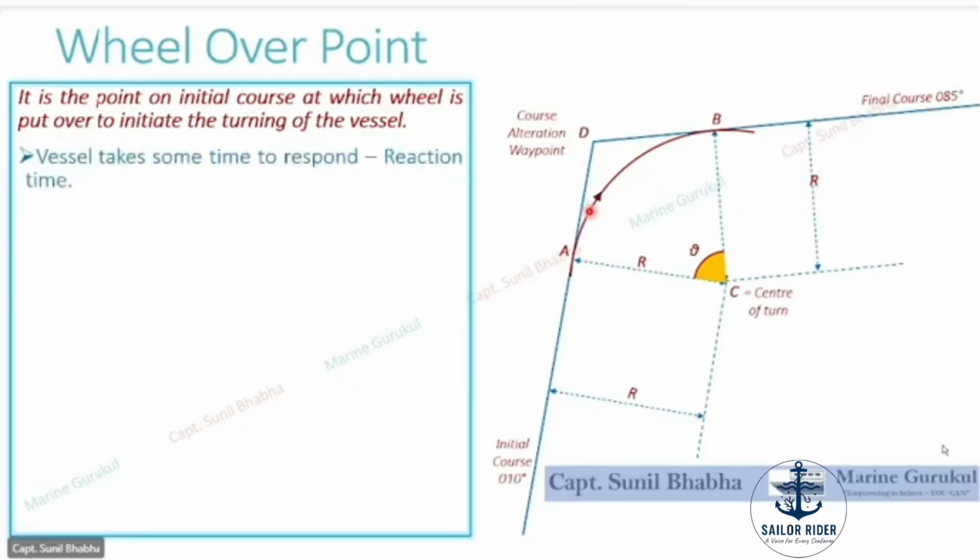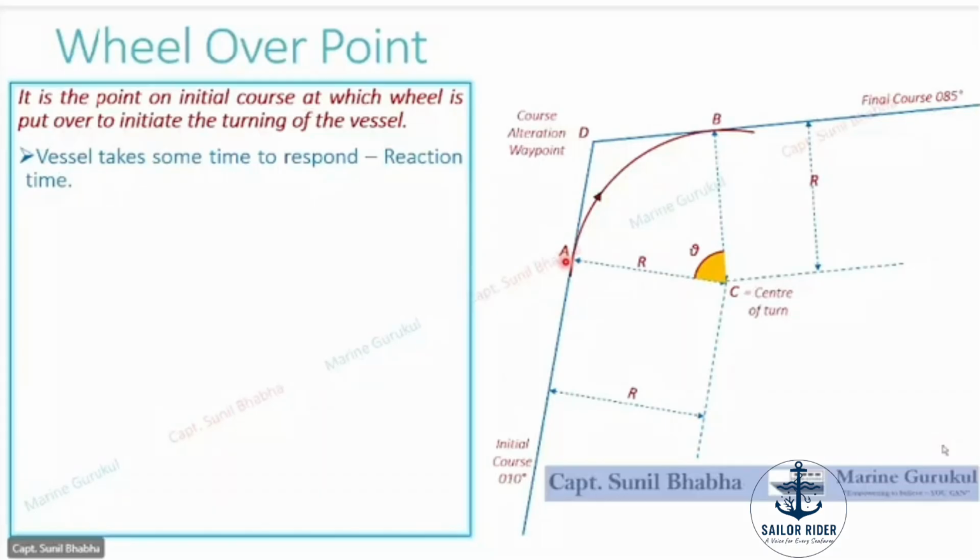Now, as far as a ship is concerned, if you want to start your turning at point alpha, you need to put your helm angle, or you need to give the helm order slightly before this particular point. Now, why do we need to give the helm angle slightly before reaching this point alpha? The reason for that is that every vessel takes a certain time to respond to the helm angle. This is called the reaction time.